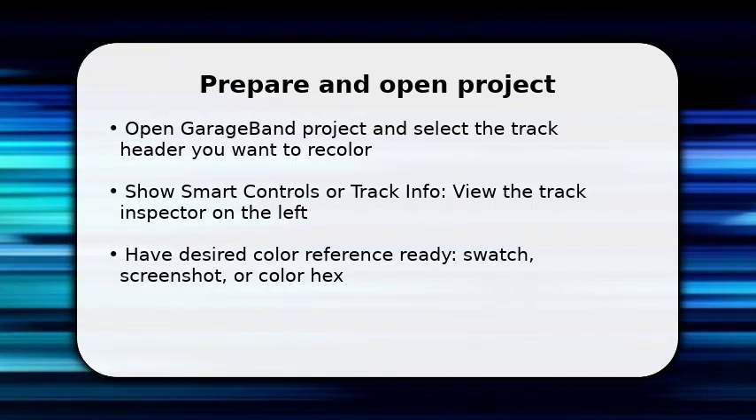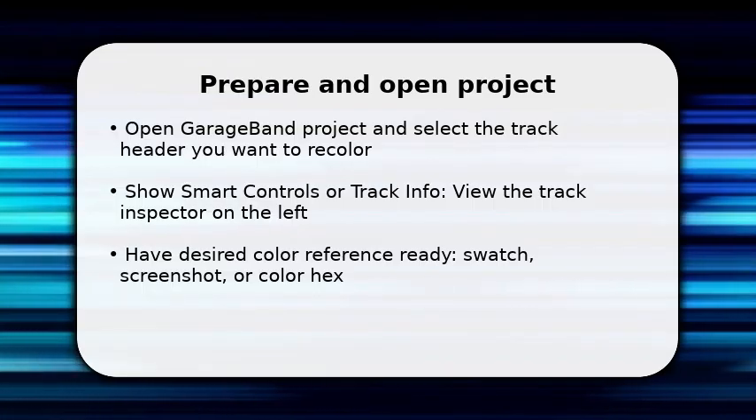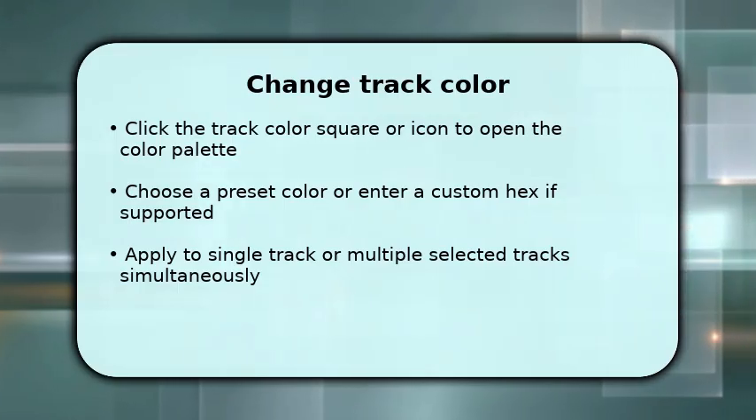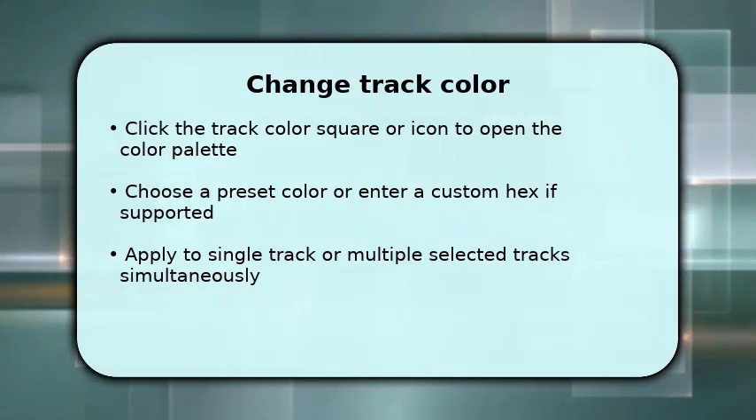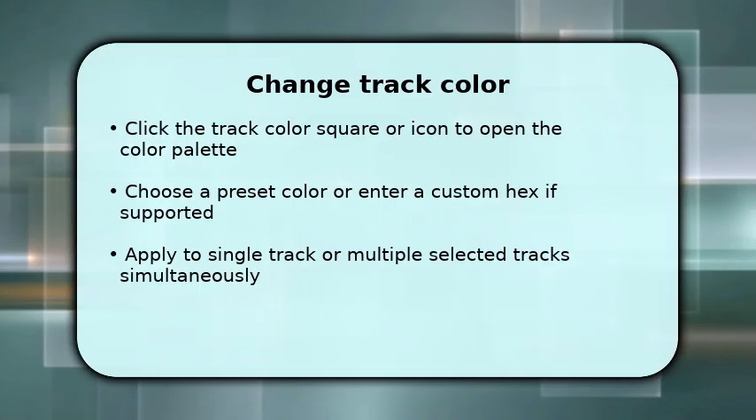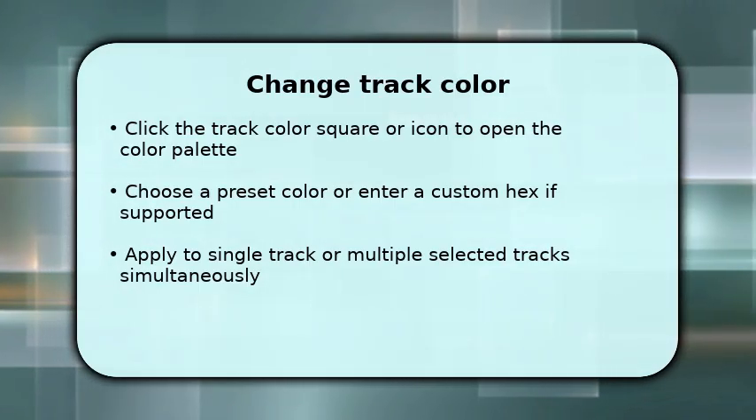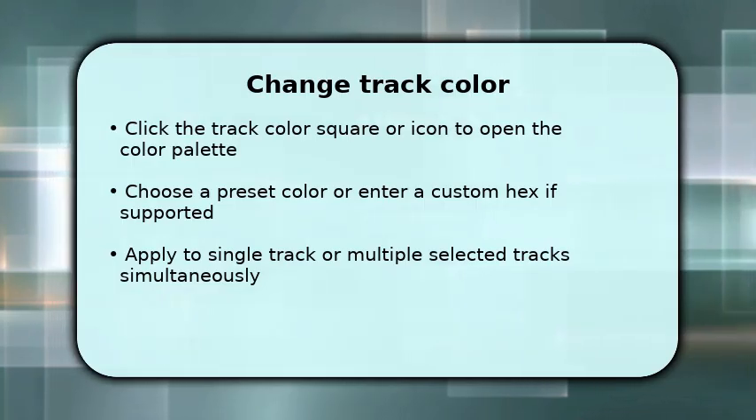Make sure to pick a swatch or hex code before proceeding, because Garageband's quick palette will apply immediately, and you won't need to undo multiple steps. Now you change the actual color. Click the small color square or instrument icon in the track header to open the palette. You'll see standard presets, pick one for speed, or choose custom to match a hex or eyedropper sample.